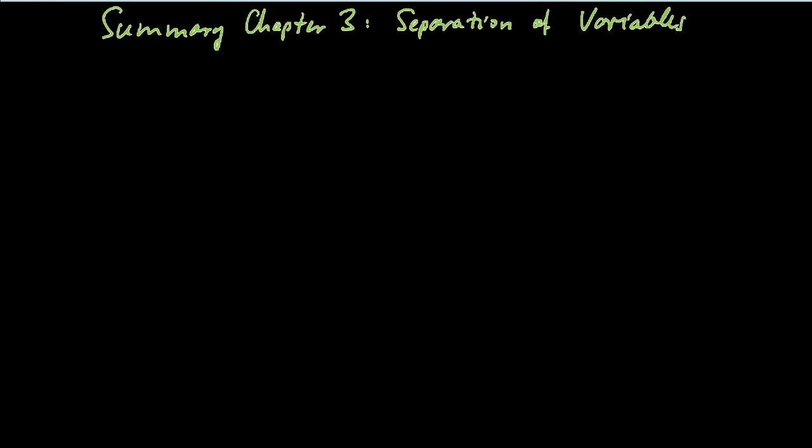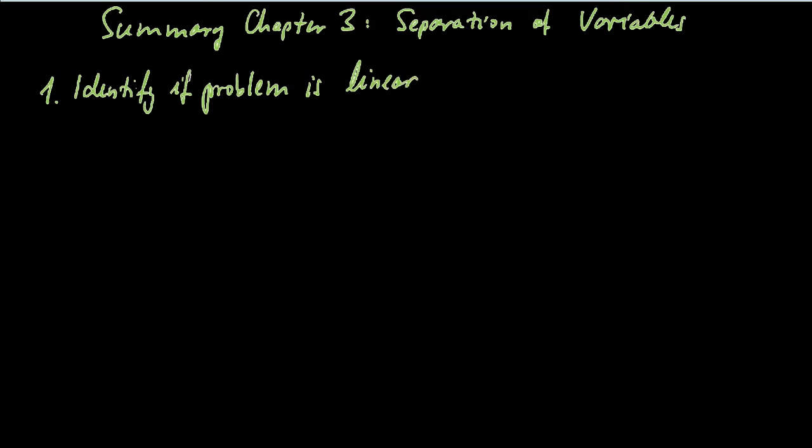Summary of chapter 3, separation of variables. This is a method which can be summarized in 7 steps. So we identify if the partial differential equation is linear and homogeneous. Right, homogeneous can be easily tested. You just check if 0 is a solution. This most of the time works.